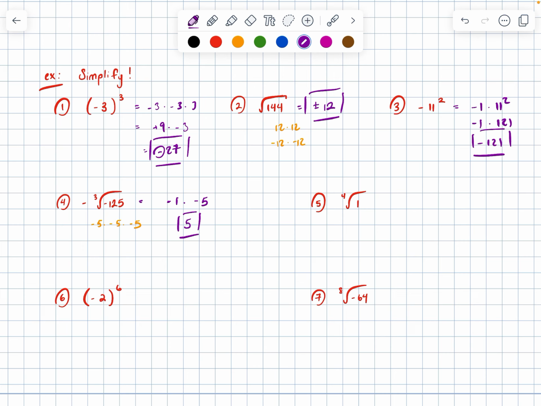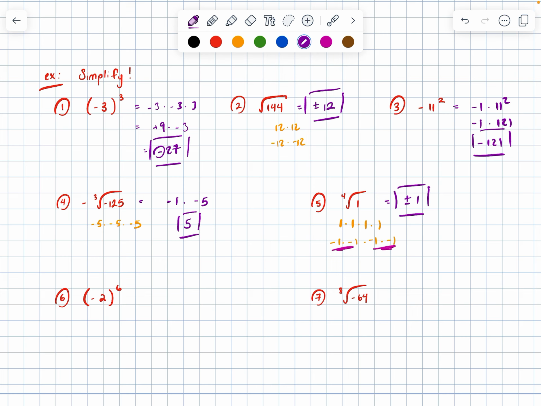The fourth root of 1. Well, I have an even power, or an even index, I should say, right? And I'm taking the root of a positive number. So if I'm trying to find a number that multiplies by itself 4 times to get positive 1, well, that could be positive 1 times positive 1 times positive 1 times positive 1. It could also be negative 1 times negative 1 times negative 1 times negative 1. Notice that each pair of negatives is going to cancel the other negative sign out. I'll be left with a positive value either way. So it turns out that both positive and negative 1 will do the trick for us.